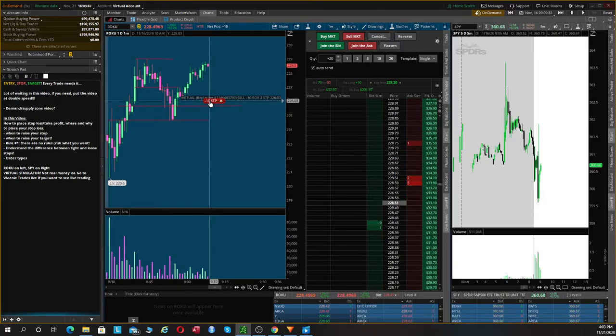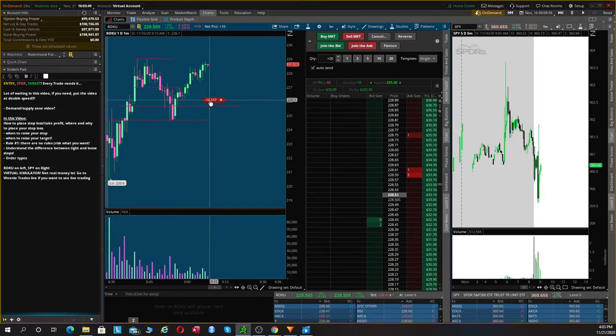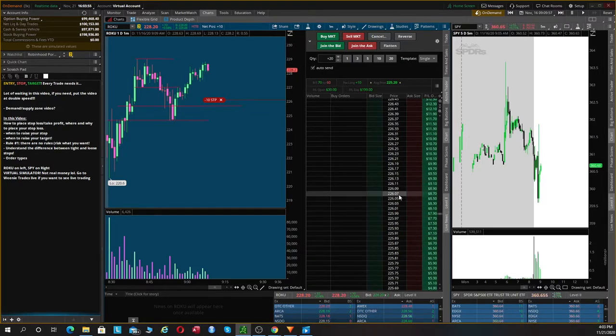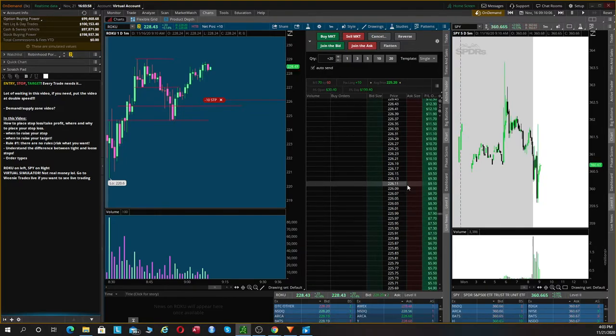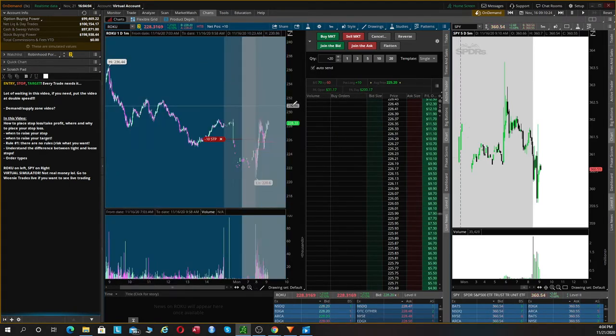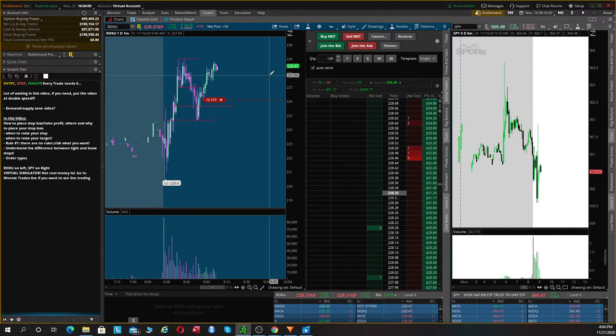I think I'm going to inch up my stop just underneath here now, 226.10. So now, if Roku hits our stop, 226.10, we will make $9 profit. However, we're trying to stay nice and relaxed and see if it can form a base up here.